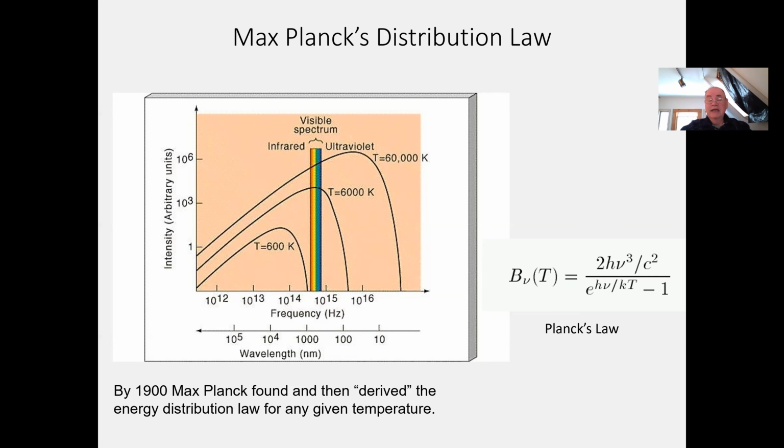Story goes, when he actually released this formula in December of 1900, and that's the traditional birth date of quantum theory, we'll get to that in a moment, he gave this formula at a talk at the Physical Society in the evening at the end of the year 1900, and he releases this formula describing these curves.